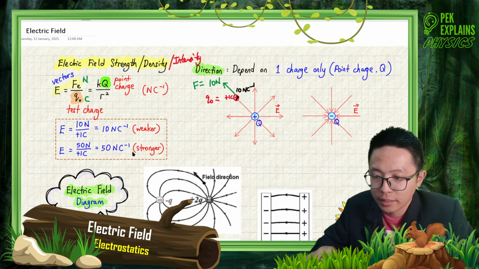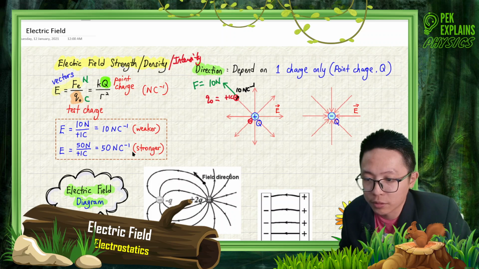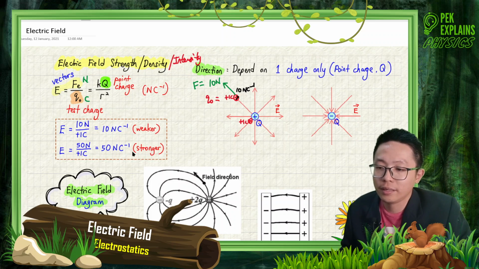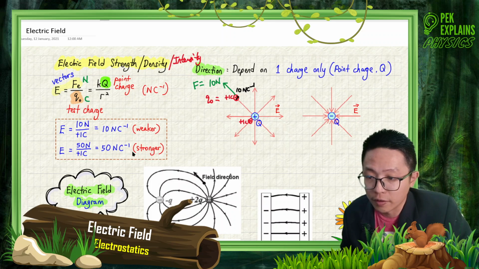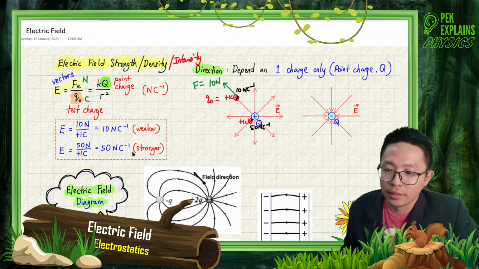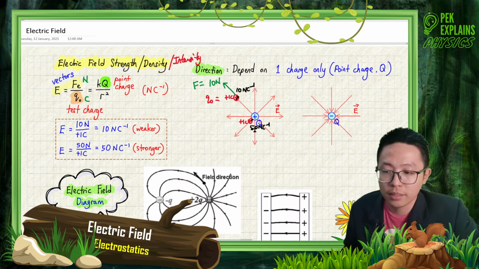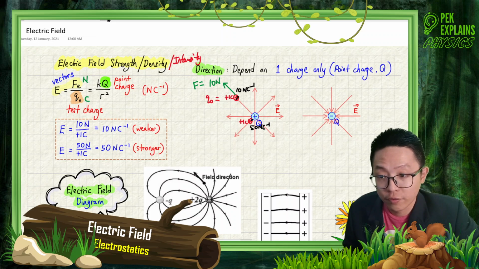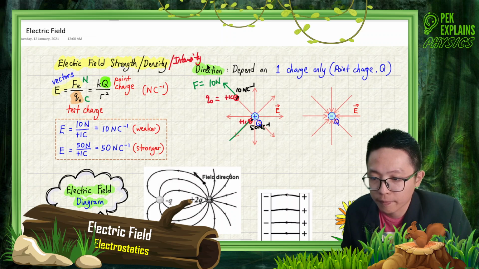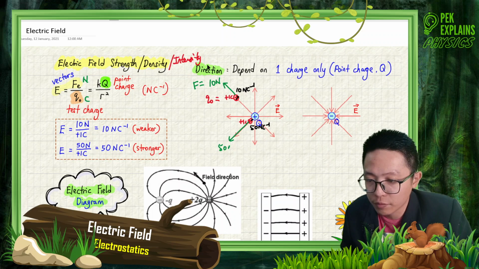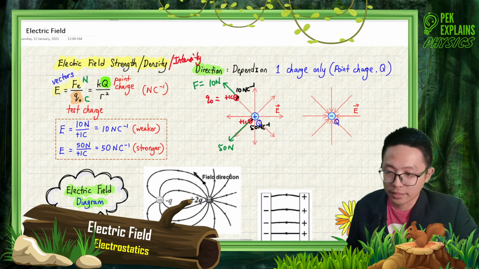I shouldn't write there. Maybe over here, positive test charge, positive 1 coulomb. Maybe the field strength over here is 50 Newton per coulomb. What does it mean? It means that the field strength here is stronger, 50 Newton. That means if I have positive 1 coulomb over here, it will be pushed by 50 Newton force. Understand that?